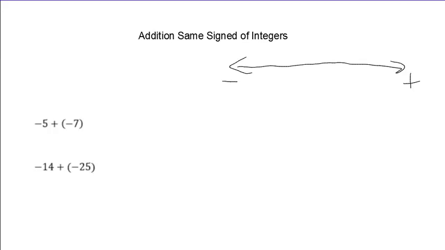So the process for adding same-signed numbers goes like this. You add the values and you keep the sign. So in the examples that I have here, we've got numbers that are both negative.